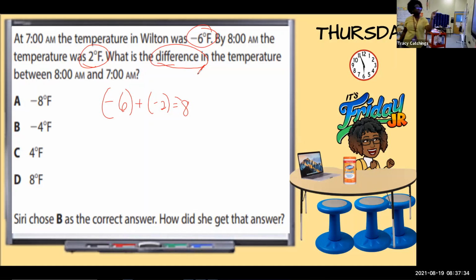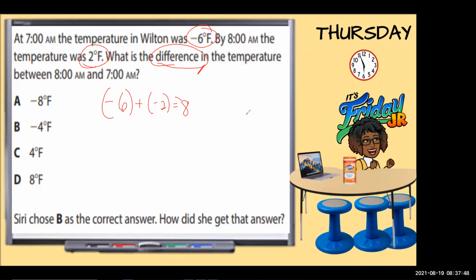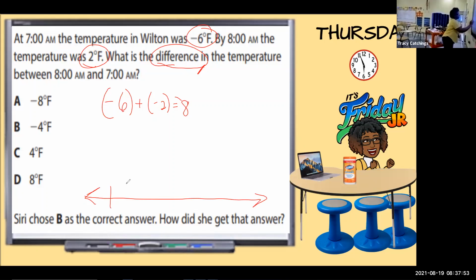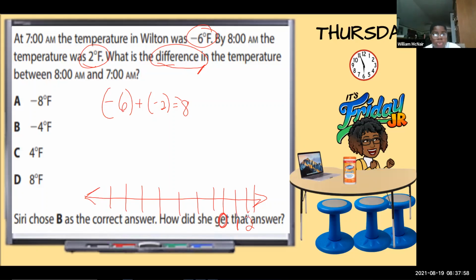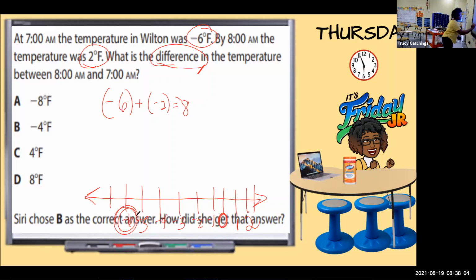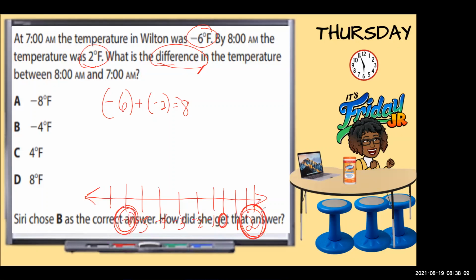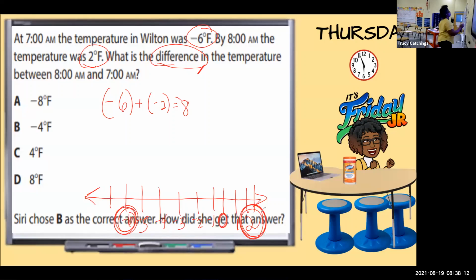Out of -6 and +2, which one would be farthest to the right on the number line? We got to find the larger number. Stop and think. If that's 0, 1, 2, -1, -2, -3, -4, -5, -6, which one is closer to the right? -6 or 2? 2. So that means 2 would actually be in the front.